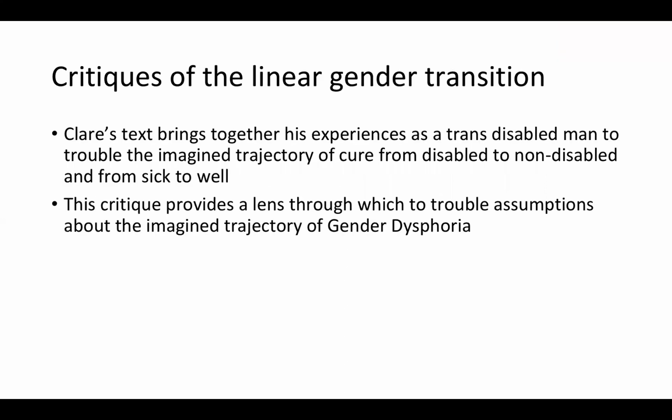Okay, so let's move on so we don't cut into too much of the other time. We could talk about Eli Clare forever. I'll just do a quick wrap up before we move on. Part of why we wanted to start with Clare's text is because it brings together his experiences as a trans disabled man to trouble this kind of imagined trajectory of cure, both from disabled to non-disabled, and from sick to well, but also the cure from having gender dysphoria into cured trans man as a singular narrative trajectory. This critique provides us with a lens through which we can trouble assumptions about that imagined narrative trajectory.